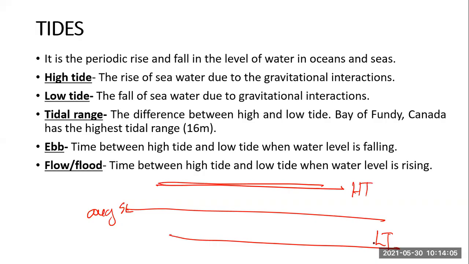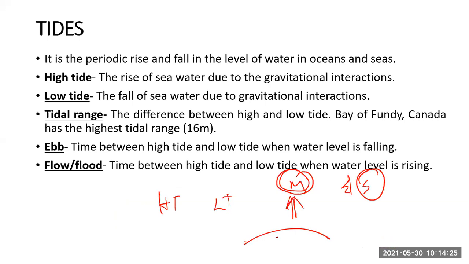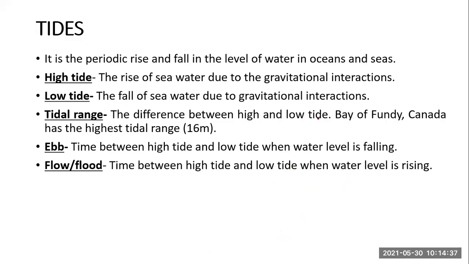Here I am using the word gravitational interactions because most often the pattern of high tide as well as low tide is created by the gravitational interactions associated with the moon as well as the sun. So the moon as well as the sun will be exerting gravitational force, and this will result in water bulging towards that particular location, resulting in a high tide condition. And the other portions from which water is moving towards the high tide line will have low tide conditions.